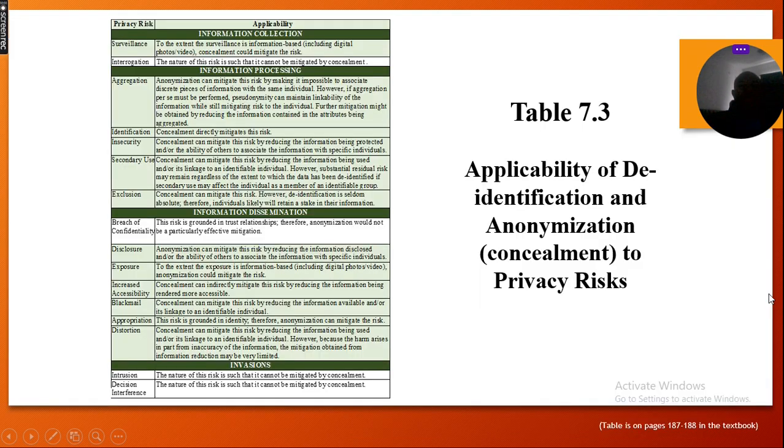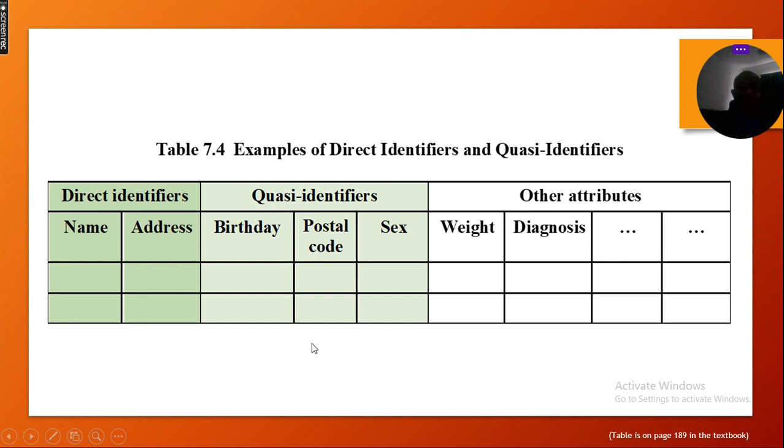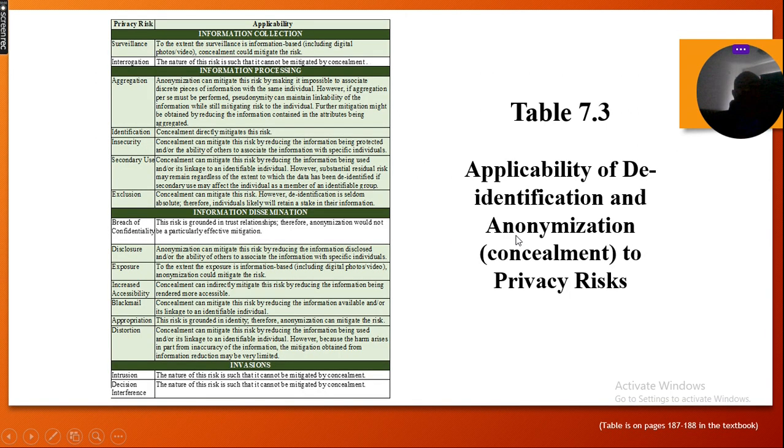Now let's quickly take a look at table 7.3, which shows the applicability of de-identification and anonymization concealment to privacy risk. Here they talk about information collection, information processing, and information dissemination. In collection, you use surveillance and interrogation to collect information. Under information processing, you do aggregation, identification, insecurity, secondary use, exclusion, and so on. Under information dissemination, you have breach of confidentiality, disclosure, exposure, and so on.